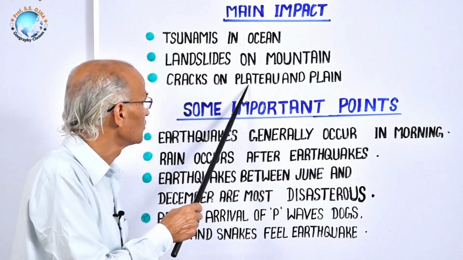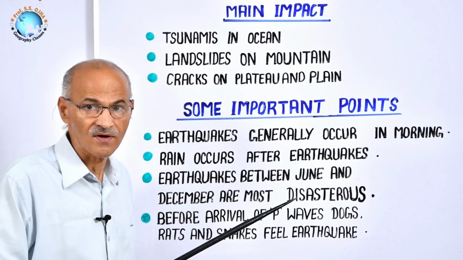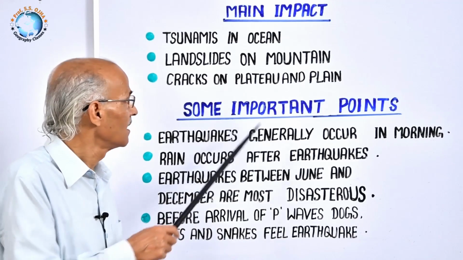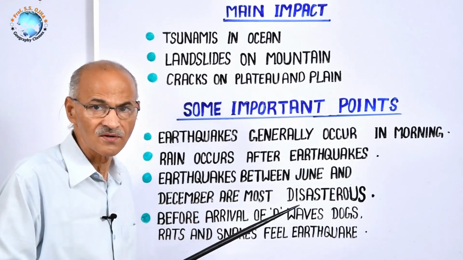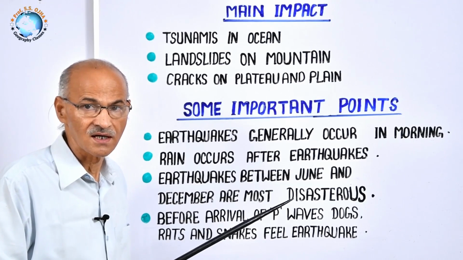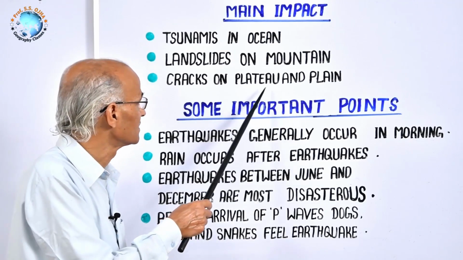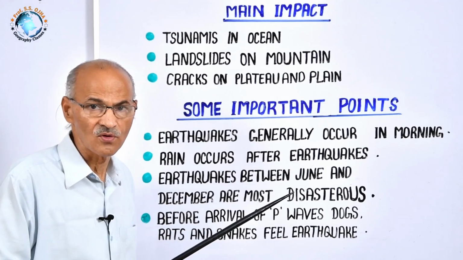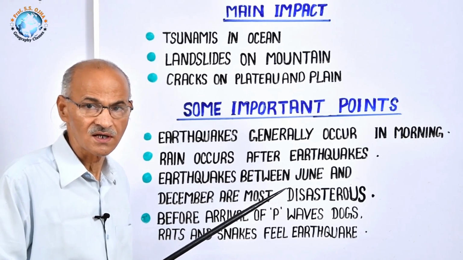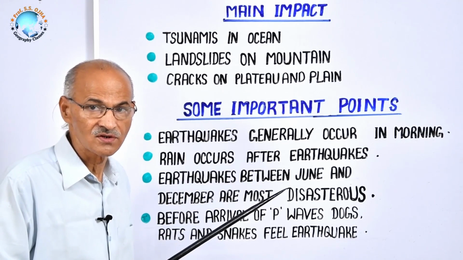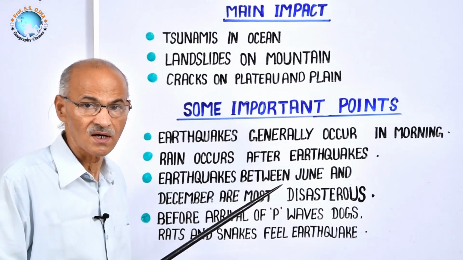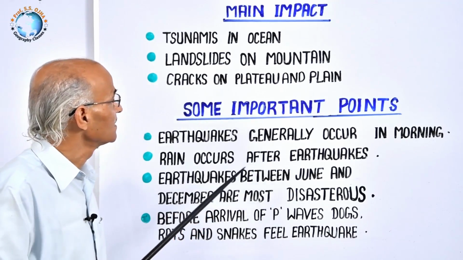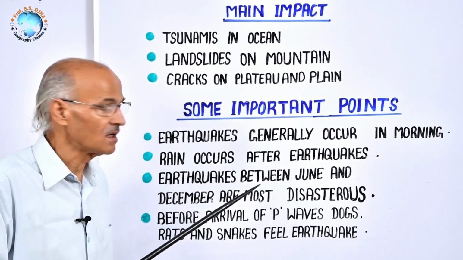And on plateau and plain, which are nearly flat, not so much disaster, but cracks are developed there, and such cracks have been found in Africa, in India also, and in other continents. Especially cracks are found on plateau land. For example, in India, seismogenic cracks are found there, along which a number of rivers like Mahanadi, Godavari, Krishna, etc. flow. So these are the impact of earthquake on the earth.